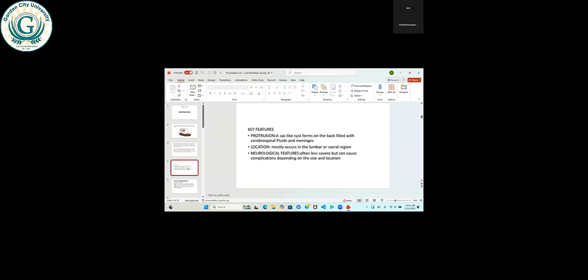Good morning. Please, we will talk about the features or the characteristics. We have the protrusion. A sac-like cyst forms on the back filled with cerebrospinal fluid and meninges. We will talk about the location. Mostly, it occurs in the lumbar or sacral region. And we have the neurological features. It's often less severe, but can cause complications depending on the size and the location.